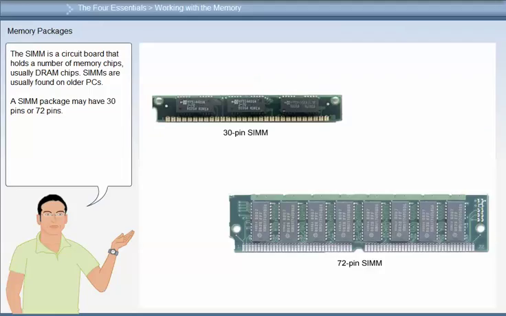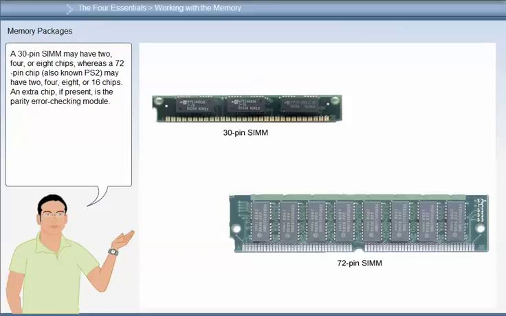The SIMM is a circuit board that holds a number of memory chips, usually DRAM chips. SIMMs are usually found on older PCs. A SIMM package may have 30 pins or 72 pins. A 30-pin SIMM may have 2, 4, or 8 chips, whereas a 72-pin chip, also known as PS2, may have 2, 4, 8, or 16 chips.